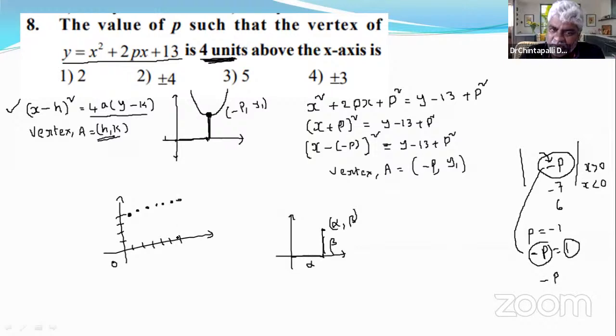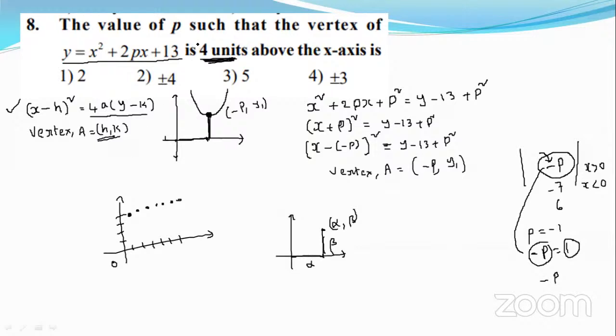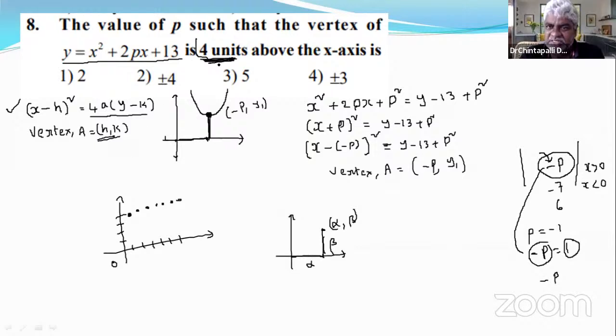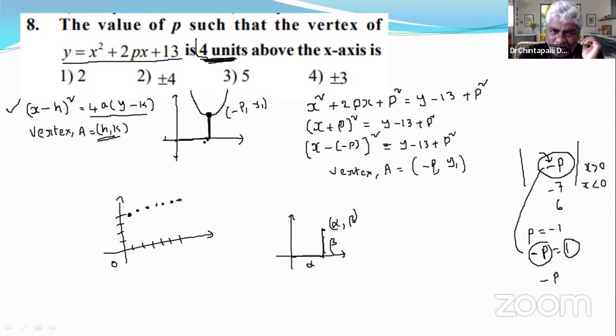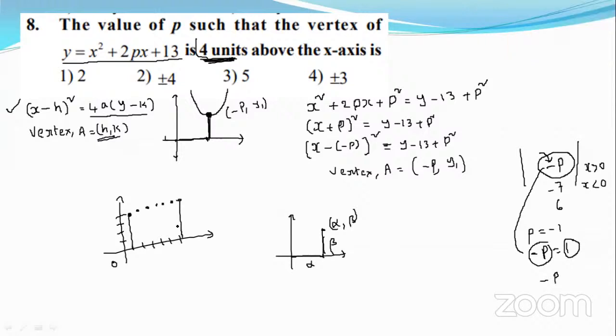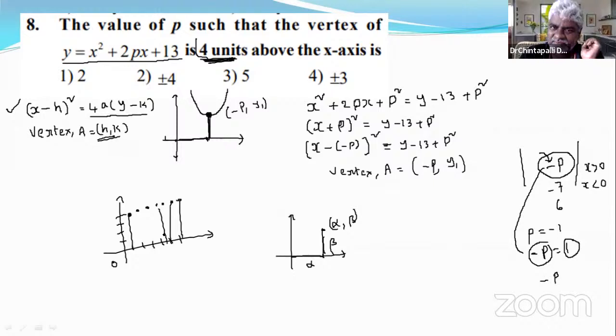So 4 units above x-axis means plus 4, right? As it is given, its vertex is just 4 units above x-axis. That means this distance is y plus 4. What is its distance? 4 units, right? So the vertex is 4 units above x-axis. It is given that this is the vertex, and the vertex is 4 units above x-axis.